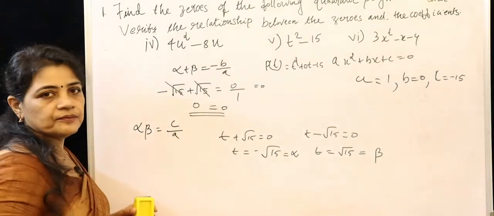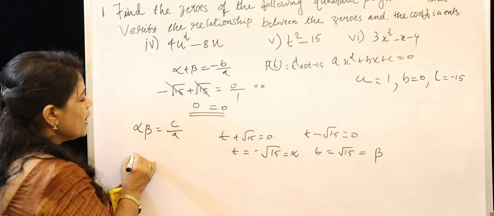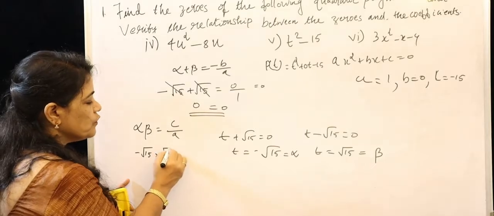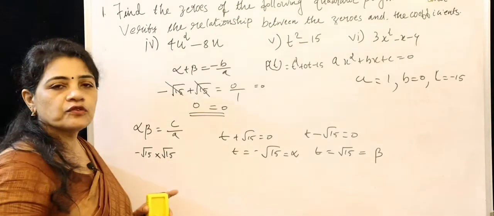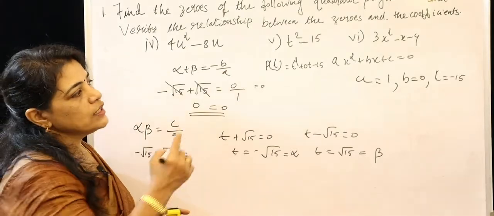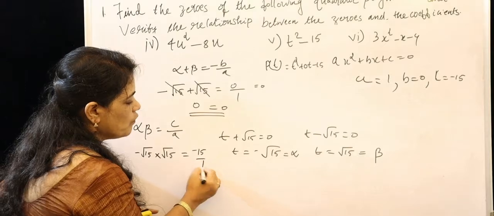One more, that is alpha beta, the product of zeros, is equal to c by a. This is the condition. Let us check. Alpha beta, that is minus root 15 into root 15, beta is positive root 15. This is equal to c by a. What is c? Minus 15 divided by 1.